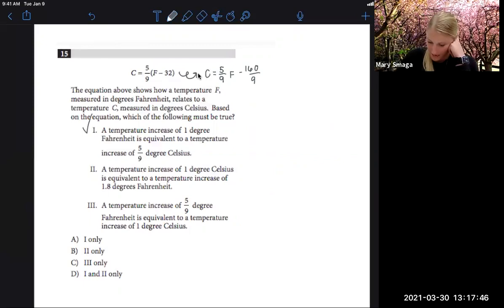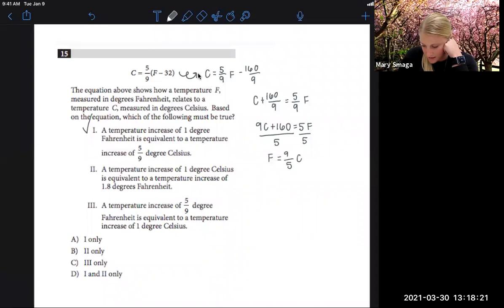So if we go ahead and add over our 160/9, we have C plus 160/9 equals 5/9 times F. All right, let's get rid of those denominators just to make it easy. So we'll multiply everything by 9. We have 9 times C plus 160 equals 5 times F. Now let's go ahead and divide everything by 5 to get our Fahrenheit by itself. So we have F equals 9/5 Celsius plus 160/5.